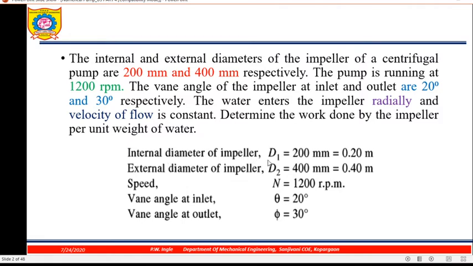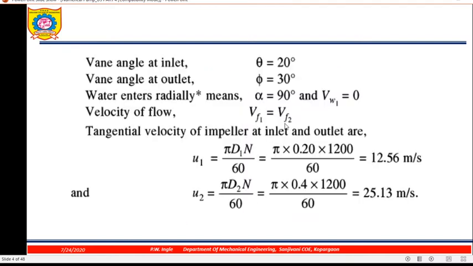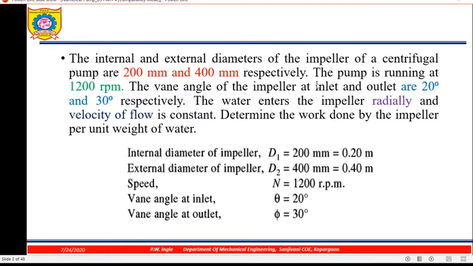It is given the internal diameter of the impeller, that is D1. See, because here you see the velocity triangle. This is inlet and this is outlet. So at inlet it is the internal diameter, at outlet it is the outside diameter. So D1 is 0.20, D2 is 0.40, N is 1200 rpm. Vane angle at inlet and outlet, so theta is 20 and phi is 30.